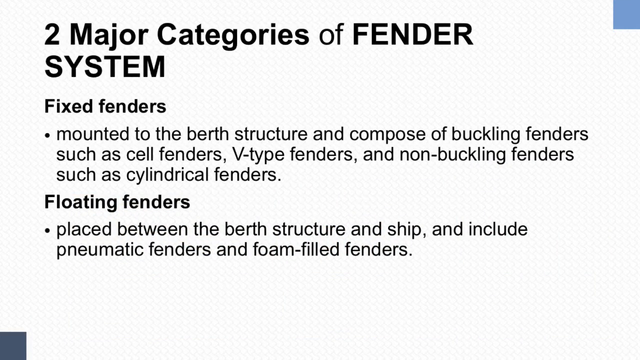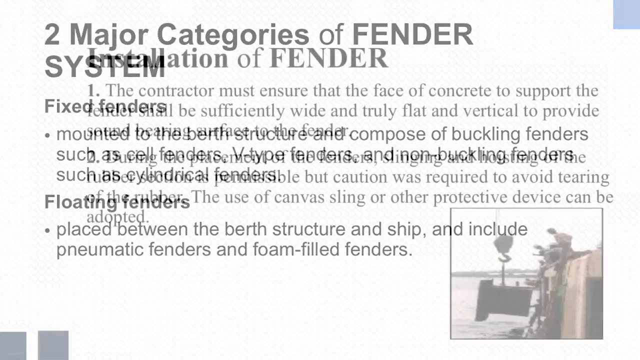Two major categories of fender system. First is fixed fenders. These are mounted to the berth structure and include buckling fenders such as cell fenders, V-type fenders, and non-buckling fenders such as cylindrical fenders. Next is the floating fenders. These are placed between the berth structure and ship and include pneumatic fenders and foam-filled fenders.